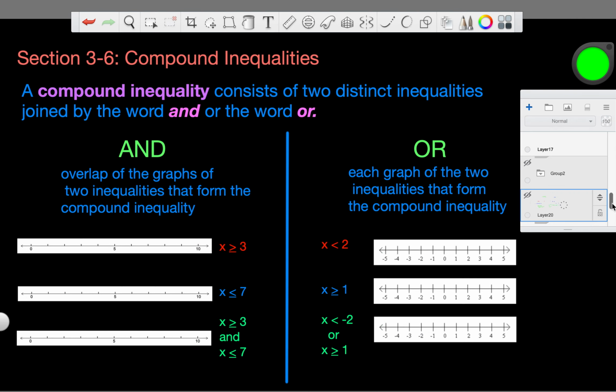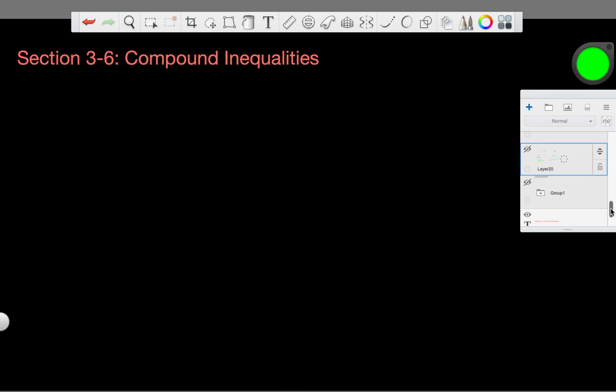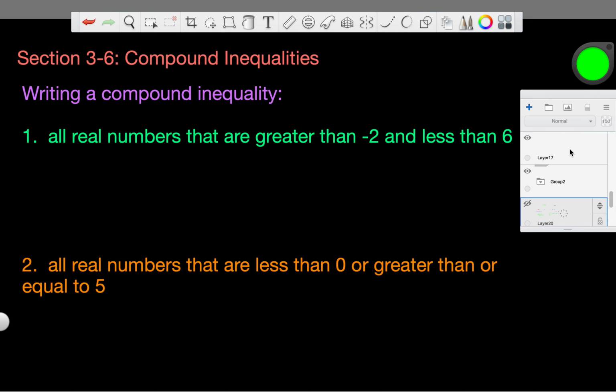So let's begin by writing compound inequalities, okay? This first one says that all real numbers are greater than negative 2 and less than 6. So we see this and statement, right? So that means I'm doing two inequalities that are separated by this and statement, okay?